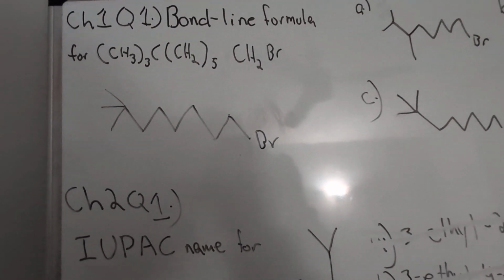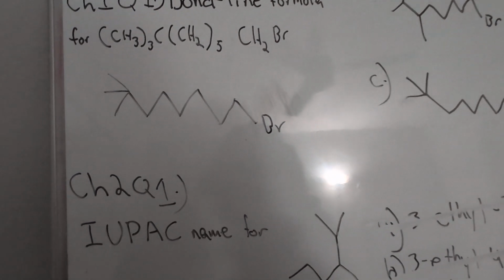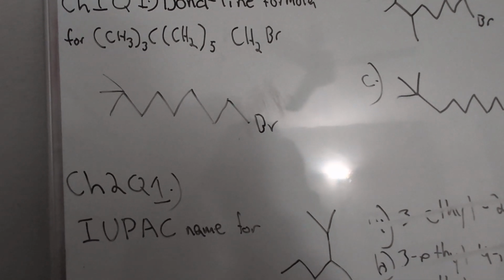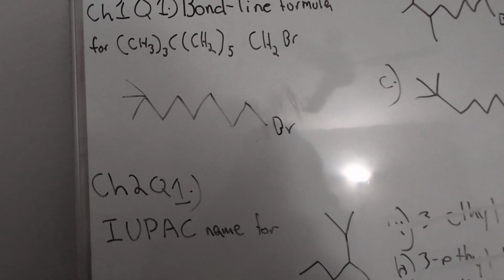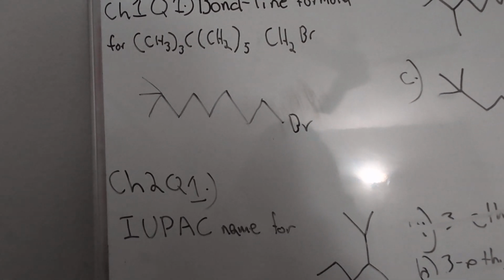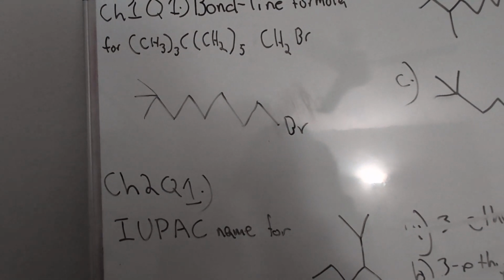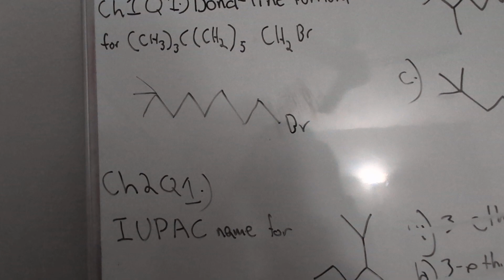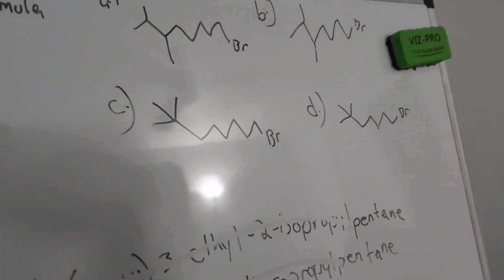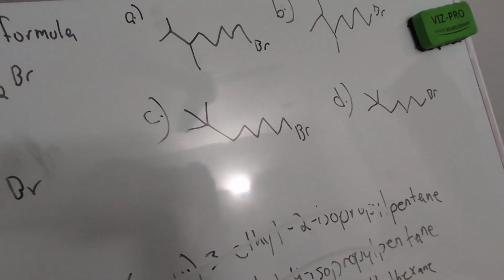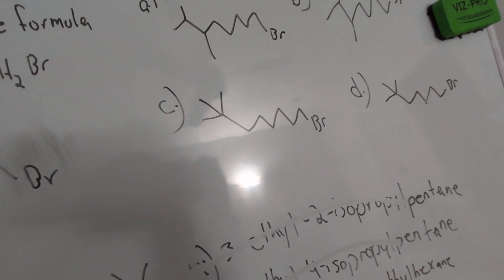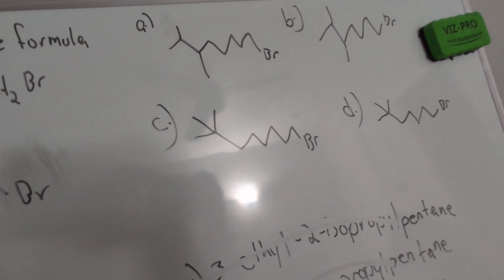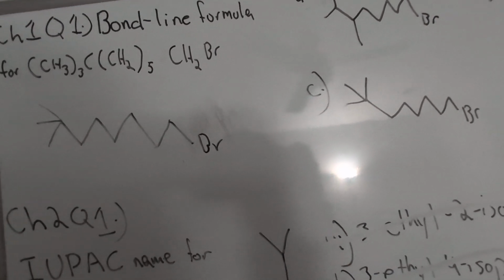Hi everyone, I got question 1 for both chapters 1 and 2. Now, question 1 for chapter 1 asks, what's the bond line formula for (CH3)3C(CH2)5CH2Br. Based off the options and context clues, we can tell that they're asking what is the proper structure for the formula given.